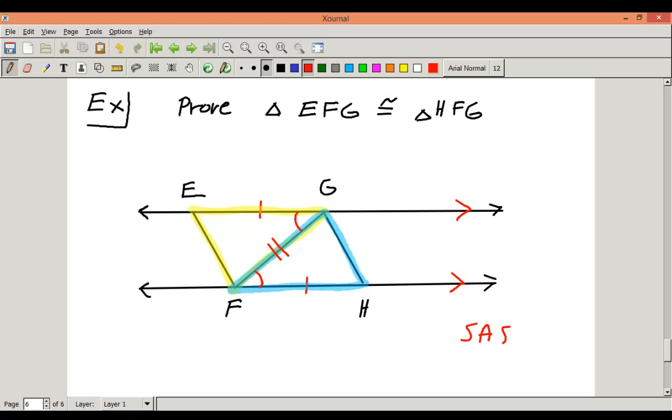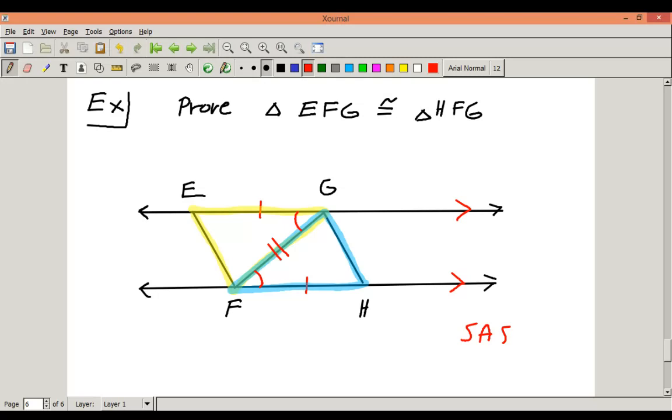So there you go. I just kind of summarize what we talked about in this rather short lesson. We had two new ways to prove two triangles congruent. They're not actually theorems, they're postulates. The first postulate says if three sides of one triangle are congruent to three sides of another triangle, then the triangles are congruent. And the other postulate says if two sides and the included angle of one triangle are congruent to two sides and the included angle of another triangle, then the triangles are congruent.